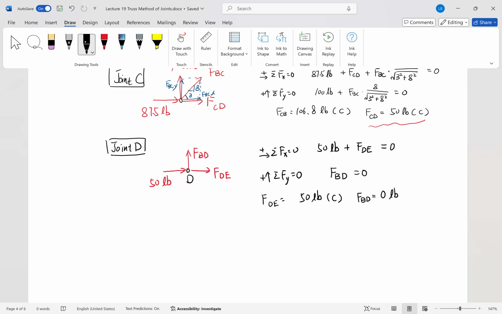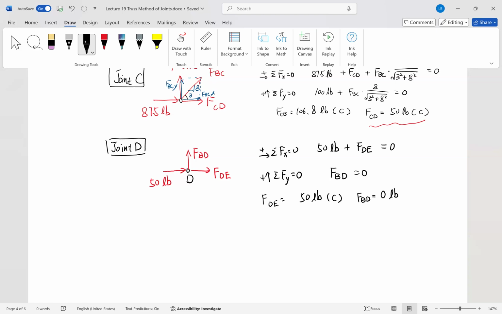This is actually related to a very important concept called the zero force member. So the force in member BD is 0, and member BD is a zero force member. I'm going to talk about this concept afterwards.